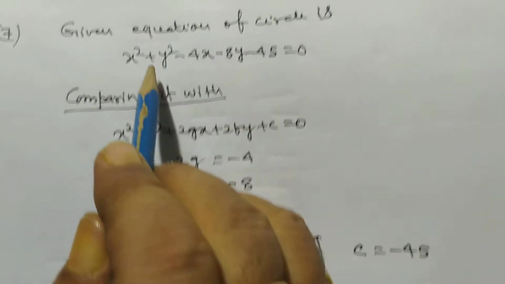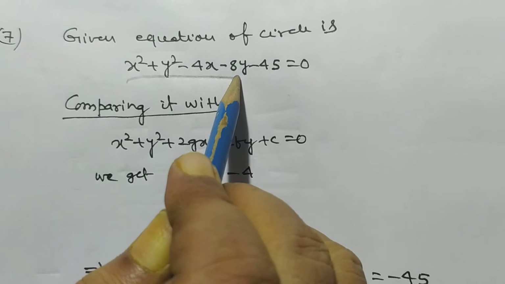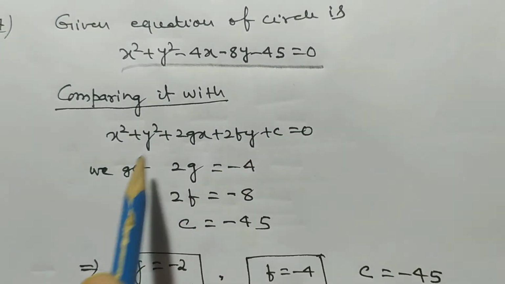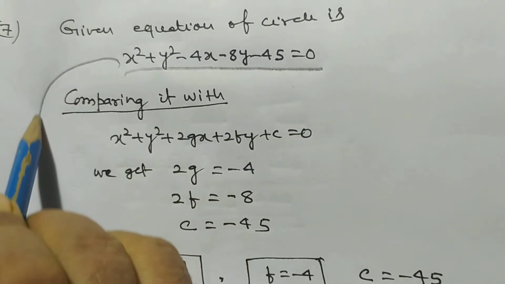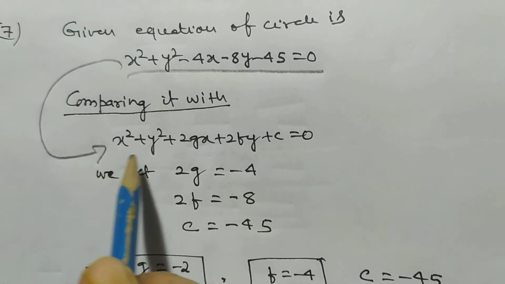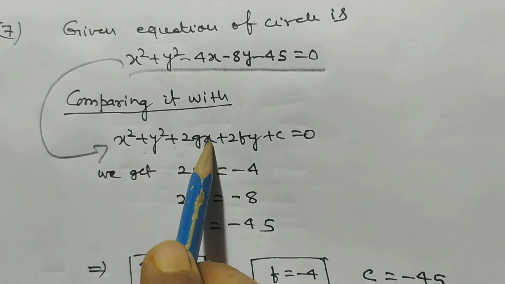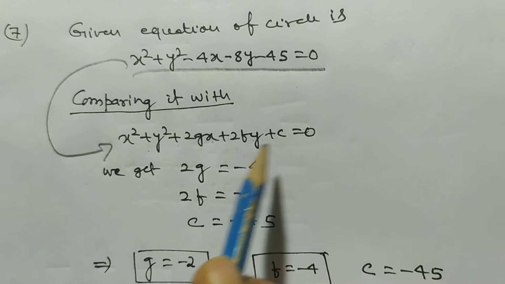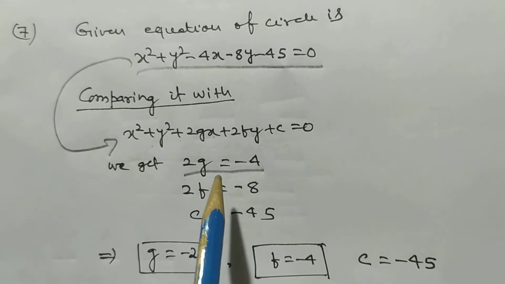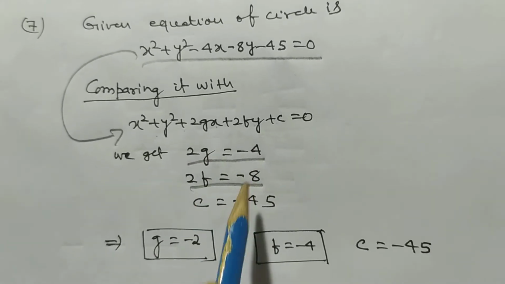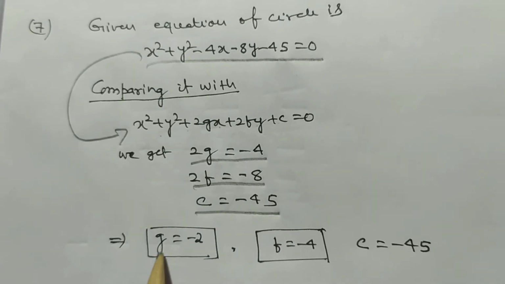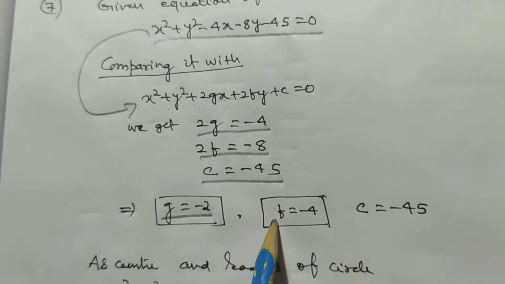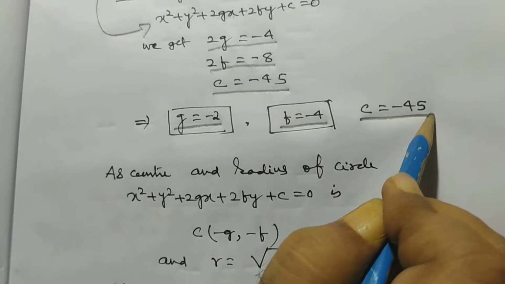Given equation of circle is x square plus y square minus 4x minus 8y minus 45 is equal to 0. Compare it with the general equation of circle x square plus y square plus twice gx plus twice fy plus c is equal to 0. So 2g is equal to minus 4, 2f is equal to minus 8, c is equal to minus 45; g is equal to minus 2, f is equal to minus 4 and c is equal to minus 45.